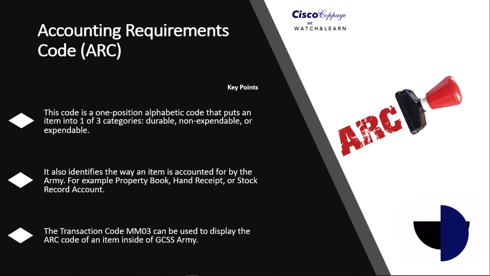For example, if that item has to be on the property book for accountability, if it has to be on a sub-hand receipt or hand receipt for accountability, or if it has to be on a stock record account. The third key point is that the transaction code MM03 can be used to display the ARC code of an item inside of GCSS Army.